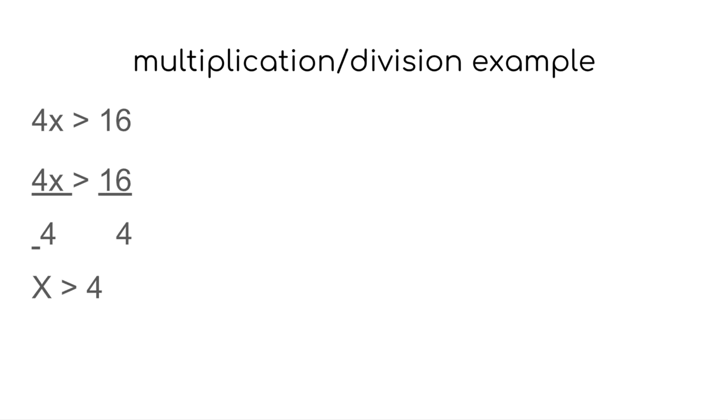A multiplication and division example is 4x is greater than 16. To solve this, all you have to do is divide both sides by 4. The two 4's on the left side will cancel out, leaving you with x is greater than 4 as your solution.